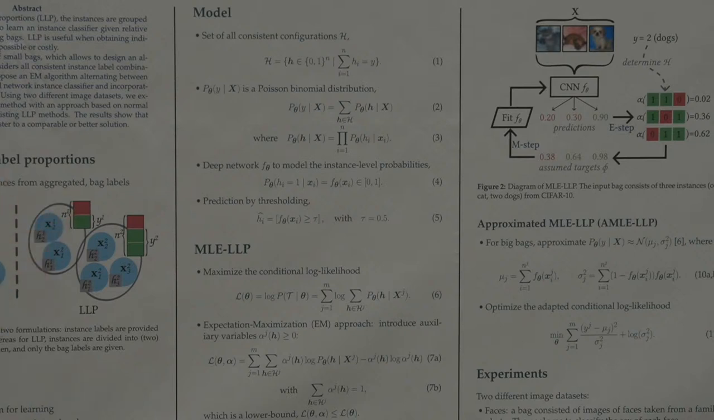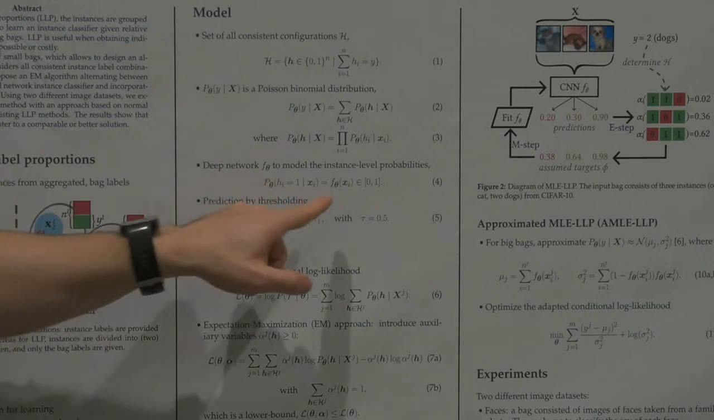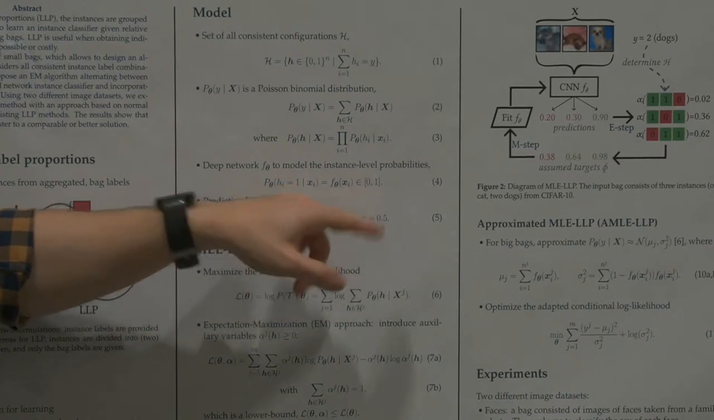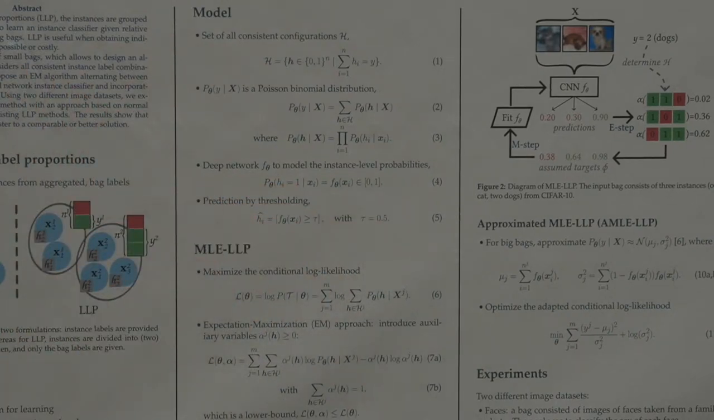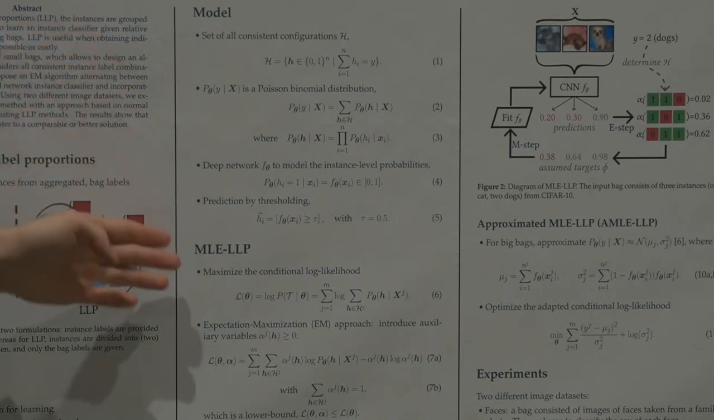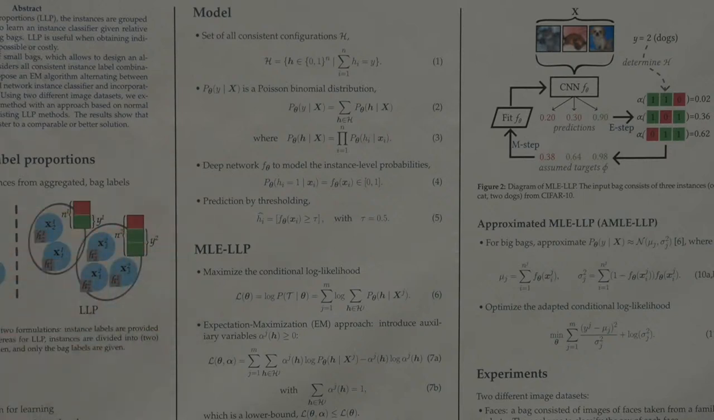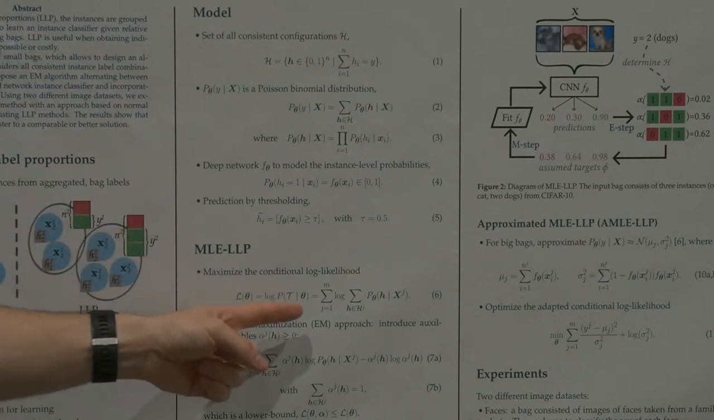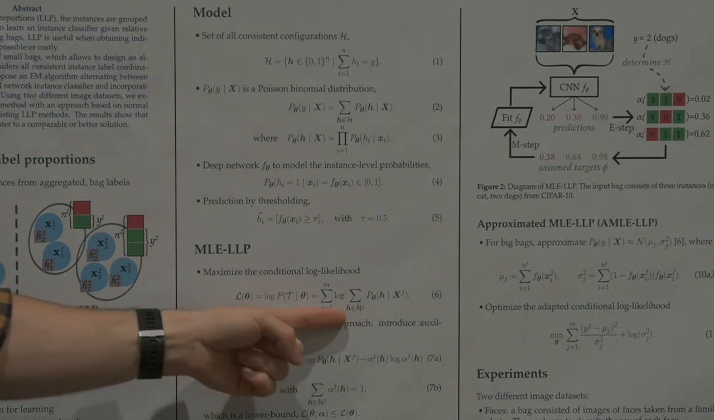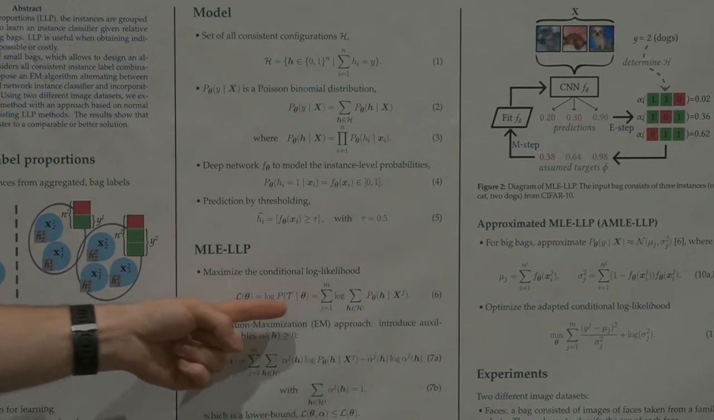Imagine a ResNet with sigmoid activation or VGG, whatever. And then we were thinking how to train this kind of model. So we went with the log likelihood maximization. And for us, the log likelihood reads as this expression.